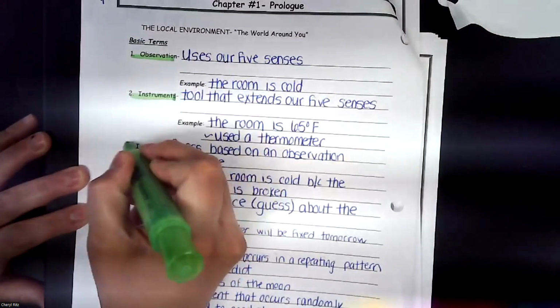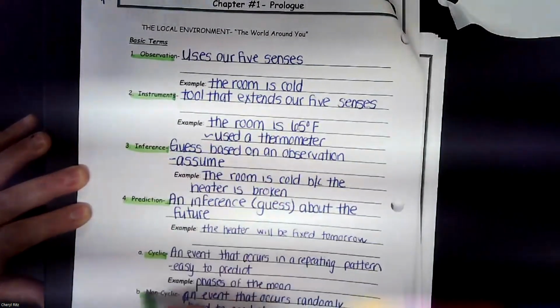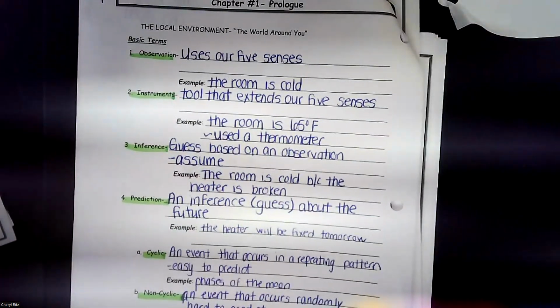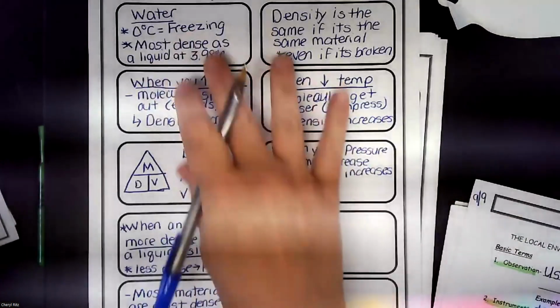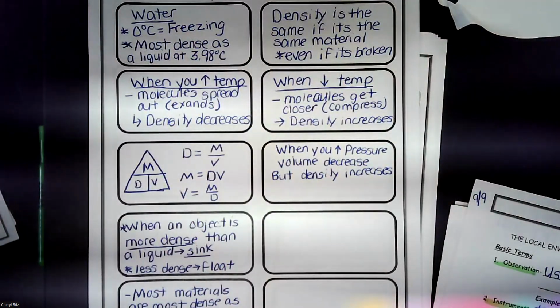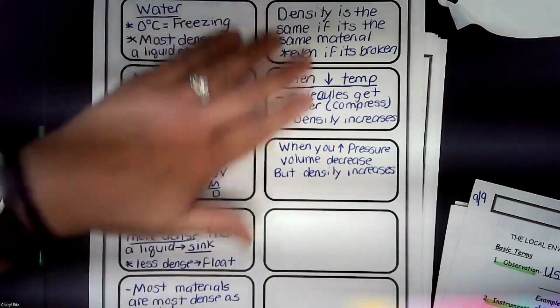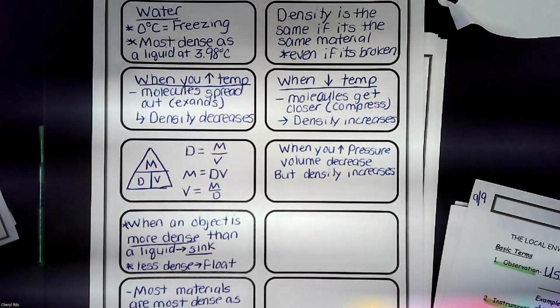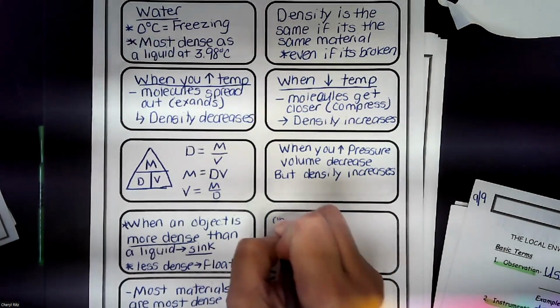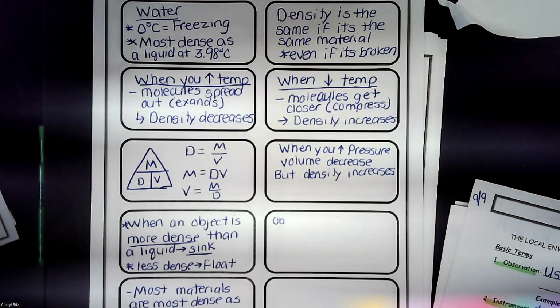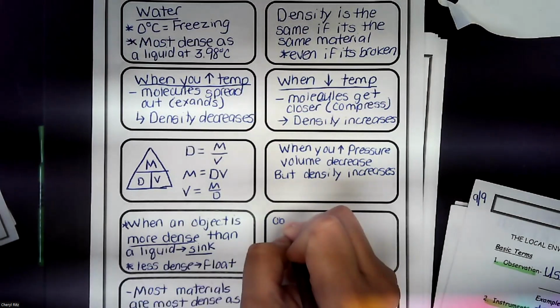Observation, instruments, inference, prediction, cyclic, non-cyclic, and classification. Not gonna lie, they're pretty much all on there. So what should we put on our review sheet? Again, this is the review sheet that we started yesterday. Yesterday, we only focused on all the density stuff. Today, we're gonna add the rest of the chapter. And the first thing we're gonna do is make sure you have the quick definitions of observation, inference, prediction. So we'll start with observation.